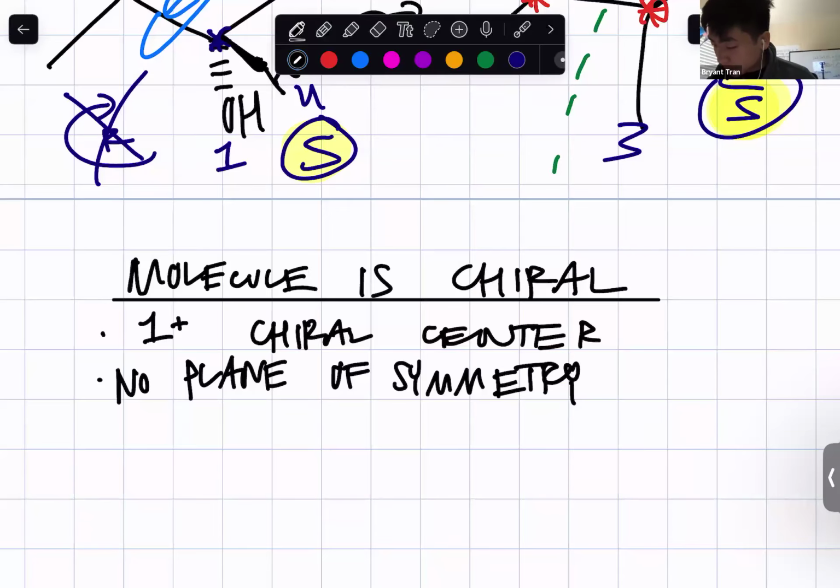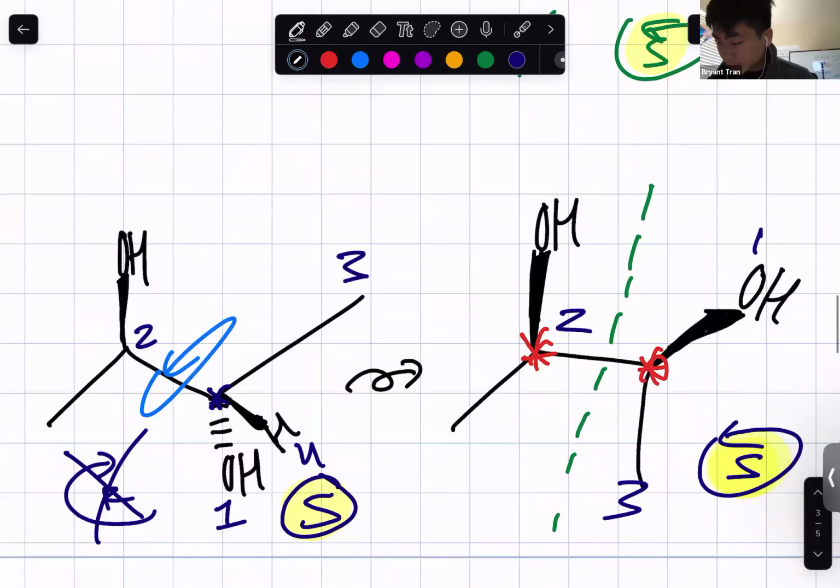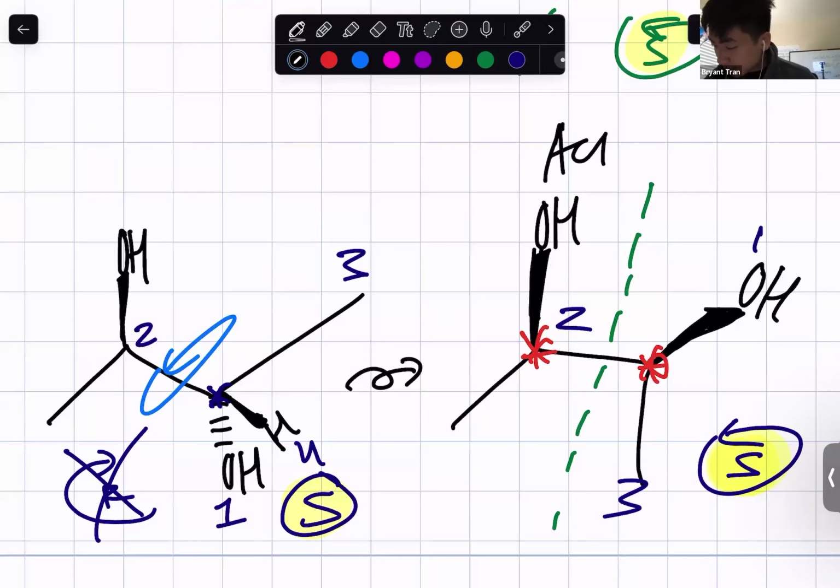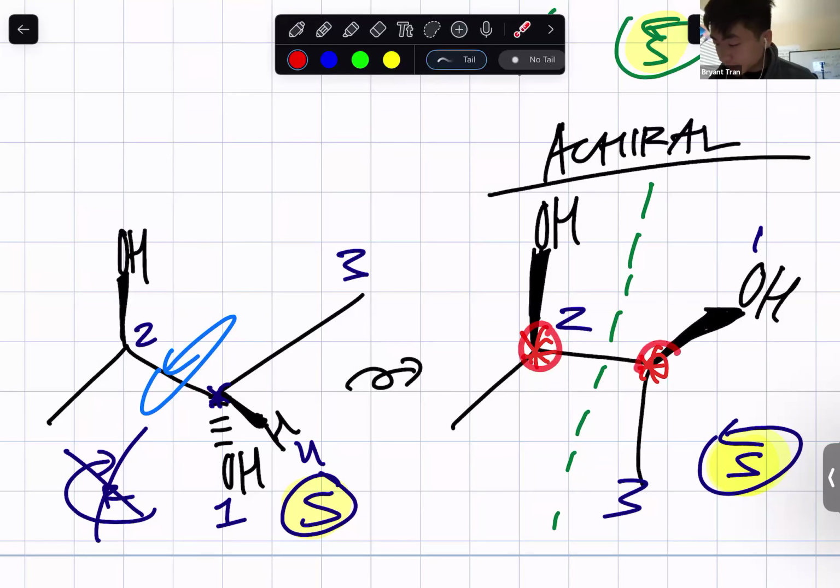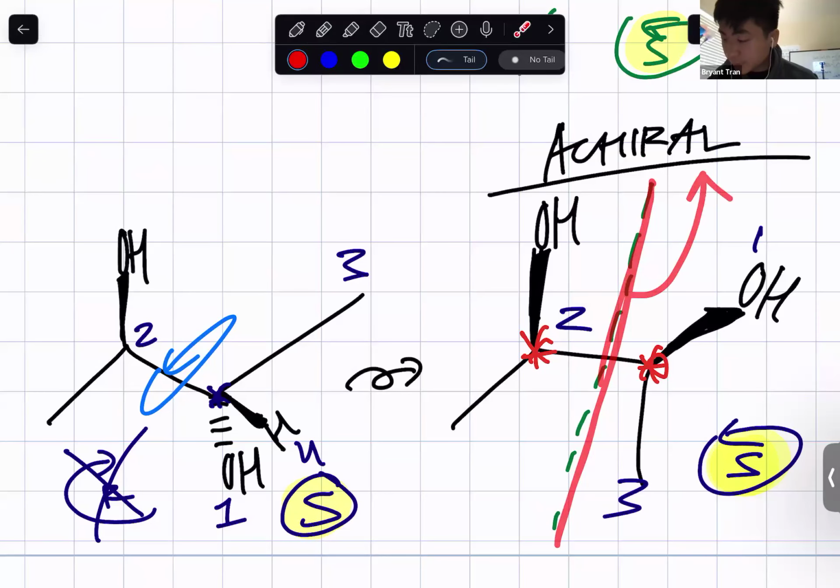An example of that would be meso molecules, like we were just talking about. This whole molecule here is considered achiral, even though there are two chiral centers, right? Because there's a plane of symmetry right here. Because of that plane of symmetry, that makes this molecule achiral, even though there are two chiral centers.